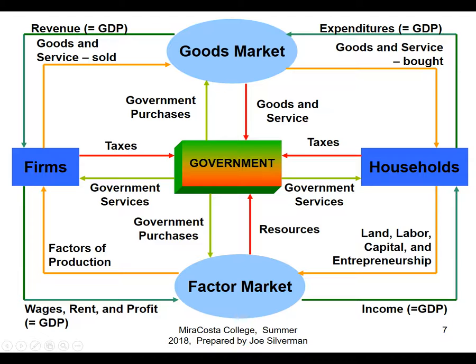At the same time, MiraCosta College has to hire people. So where are they going to get these people? They're going to go into the factor market. Or MiraCosta College may need to buy computer equipment or build classrooms or things that are already made. And what they'll do is they'll get that in the goods market. Does that make sense? So this is the government's role in the economy. The government taxes people and firms to provide government services.